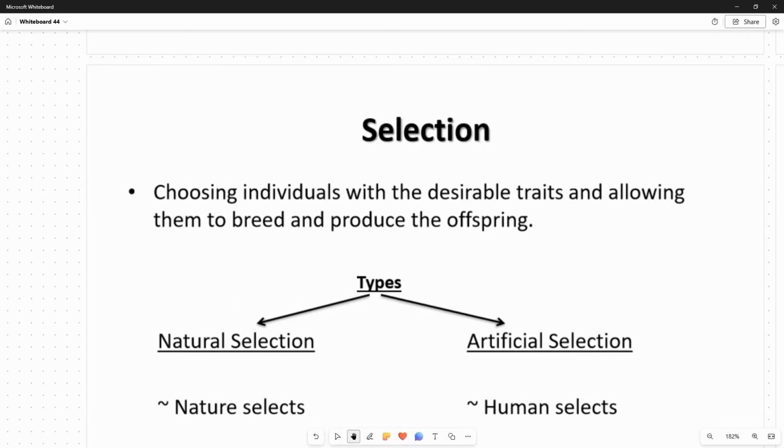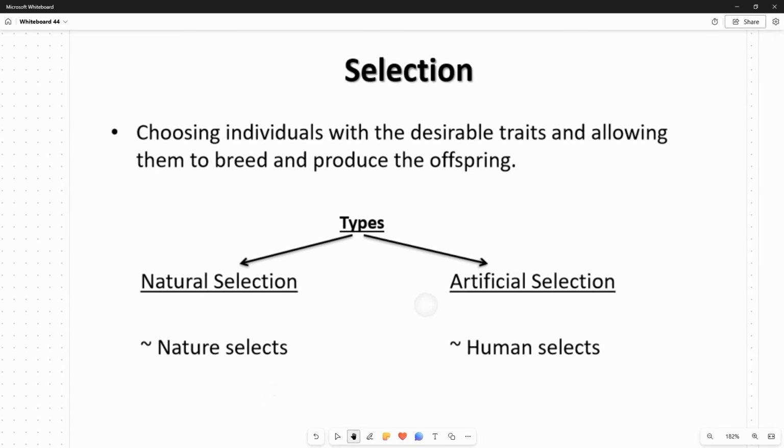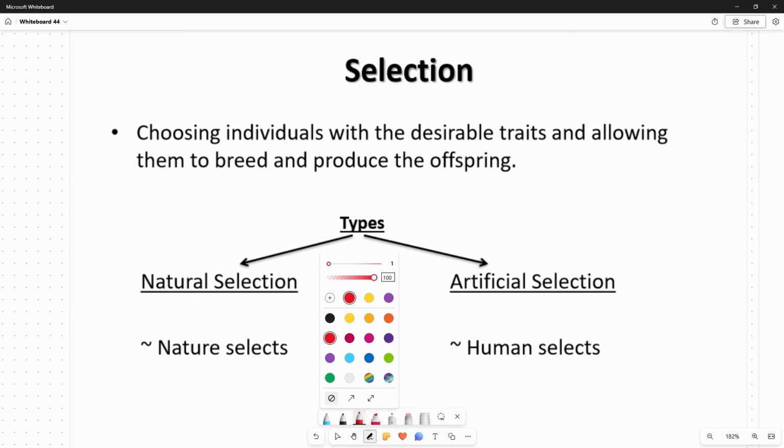Now let's look at selection. Very, very important. Selection is the process of choosing. What is selection? It is a process of choosing the organisms that have the best characteristics. Organisms that show the best characteristics are chosen, and then after choosing them, you allow them to mate so that they can produce the next offspring. So only the best organisms are chosen.